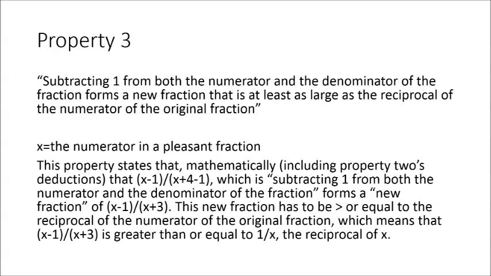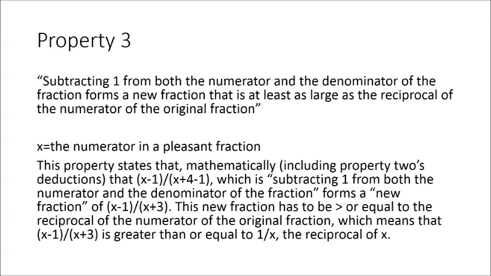Property 3. Subtracting 1 from both the numerator and the denominator of the fraction forms a new fraction that is at least as large as the reciprocal of the numerator of the original fraction. X equals the numerator in the pleasant fraction.